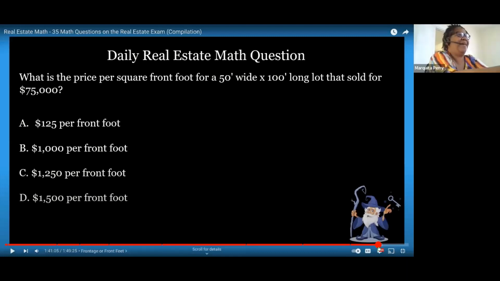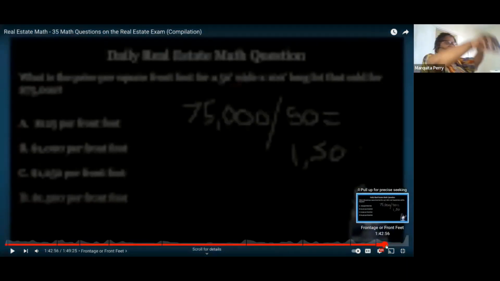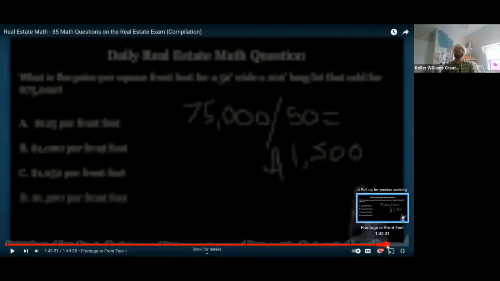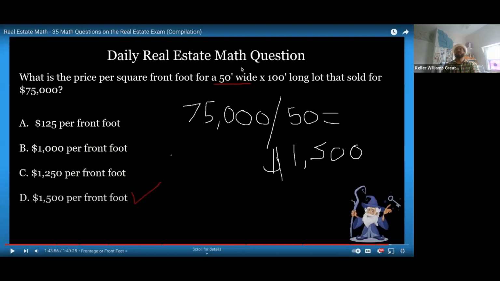$1,500. I don't know, man. I think that's right. Yeah, here's the math. Okay. So you take the 75,000, divide it by 50. So that's the front footage, right? So that's when she said only use the front. Okay. Right. So since it's the front foot, you're only taking the 75,000 divided by the front footage.